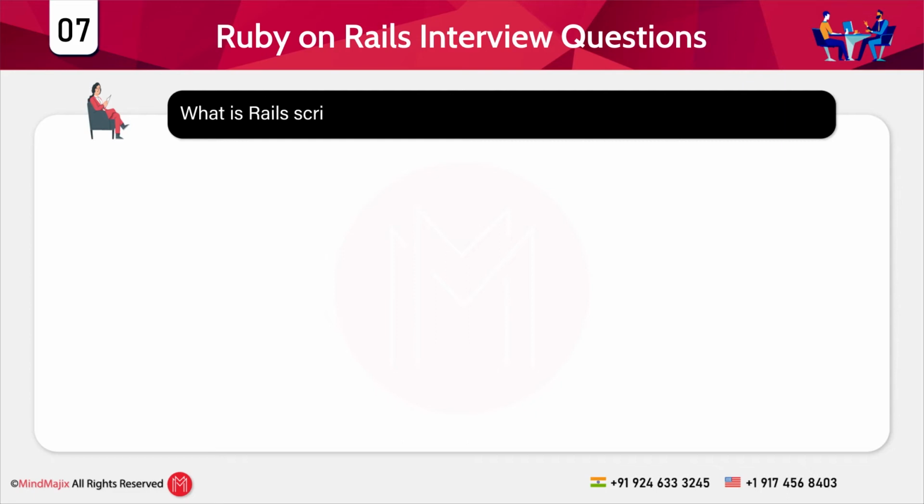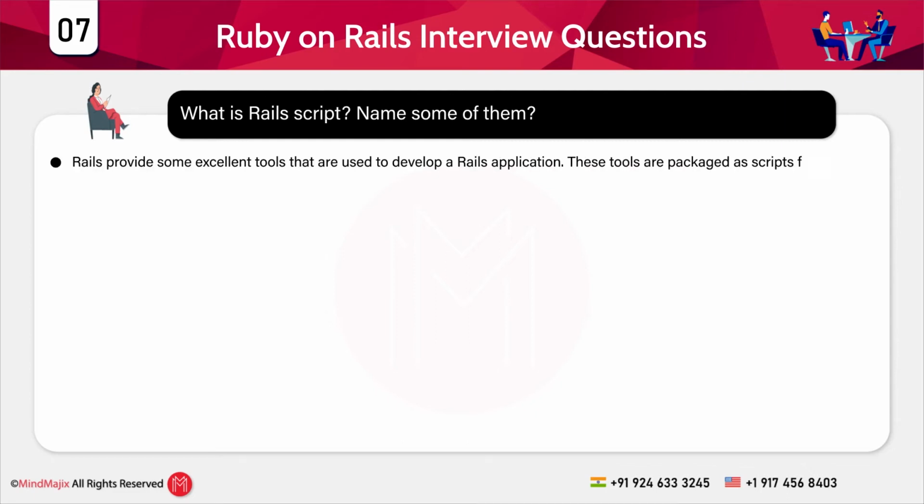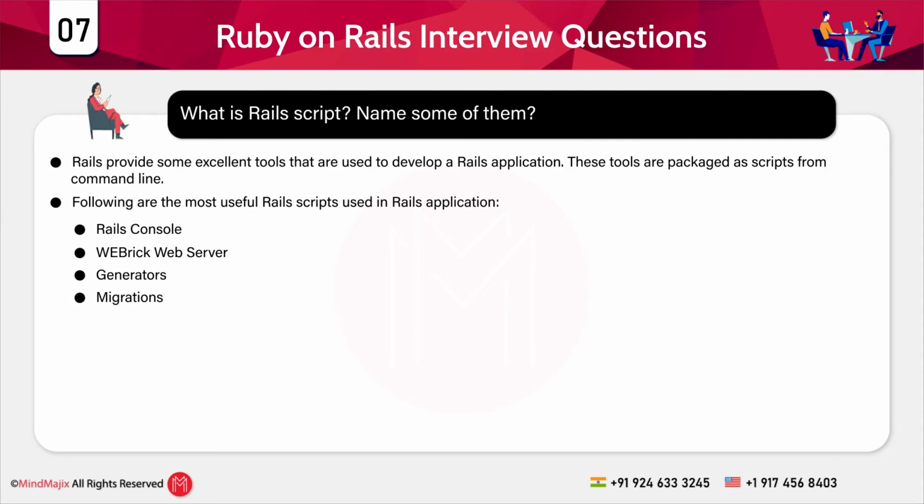What is a Rails script? Name some of them. Rails provides some excellent tools that are used to develop Rails applications. These tools are packaged as scripts from the command line. Following are the most useful Rails scripts in a Rails application. Rails console: the Rails console is used for creating active records and performing various operations on the database. Then WEBrick web server, generators, and migrations. So these are the Rails scripts.